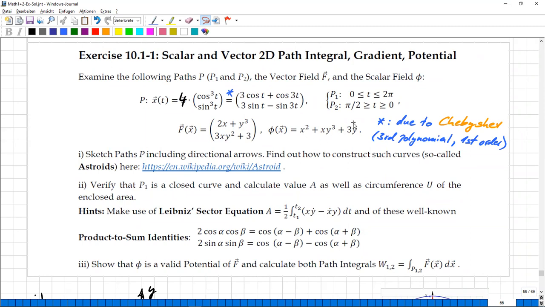If we can show, and this is easy to show, that this vector field is the gradient of its potential, or better speaking, if there is a valid potential to this vector field, then any path integral of this field along any path will be easily calculated by using the potential function.